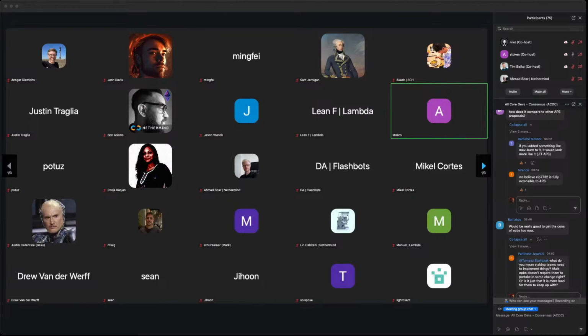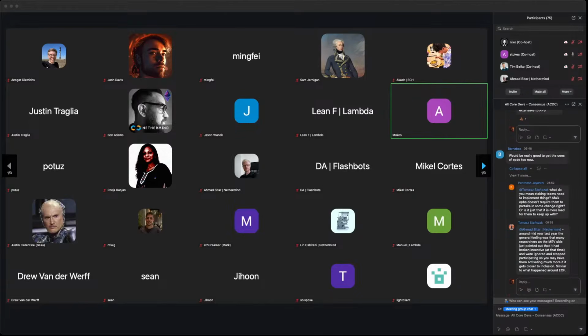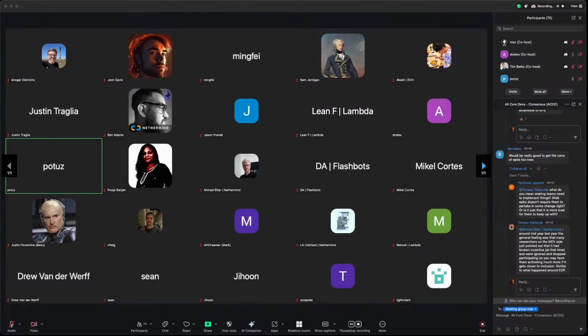You did mention POTUS. There were 2 CL clients who have implemented it. I would assume Prysm, and what was the other one? Teku. Okay, finalizing, and that accelerated the process quite a bit. Once you have more than one client, it's very simple to start testing.